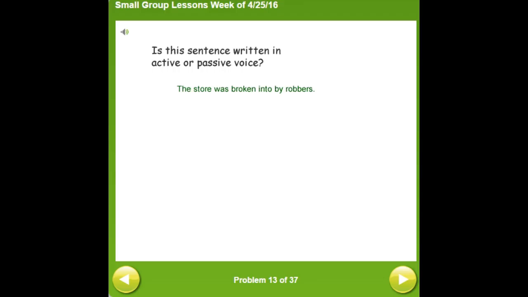Is this sentence written in active or passive voice? The store was broken into by robbers. To answer this question, let's ask ourselves, is the subject doing the action? This sentence is written in passive voice. The subject, the store, is not doing an action. It is having something done to it.